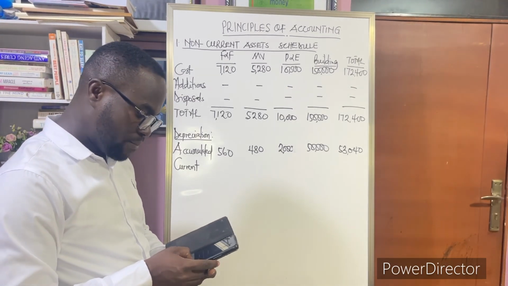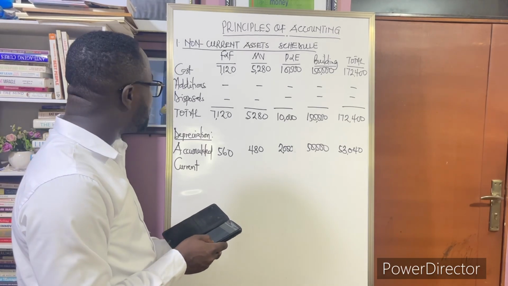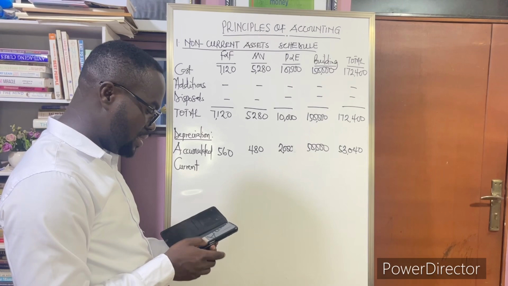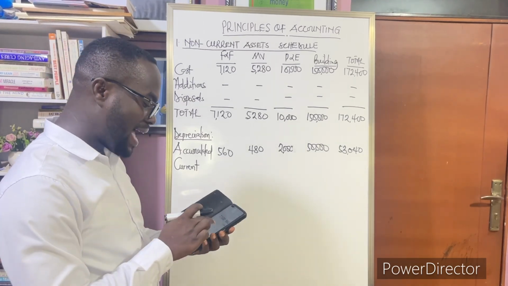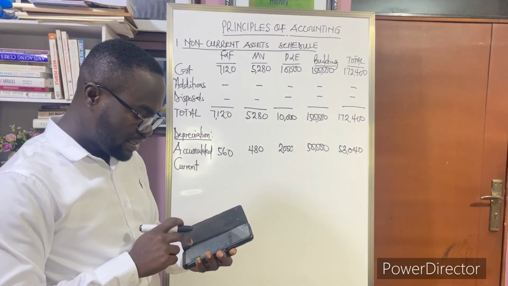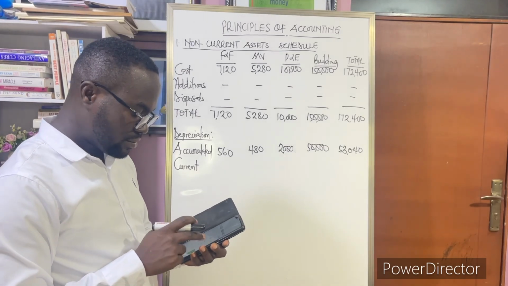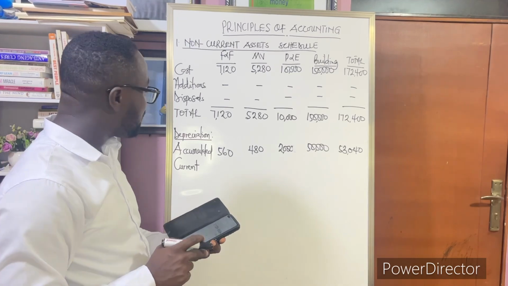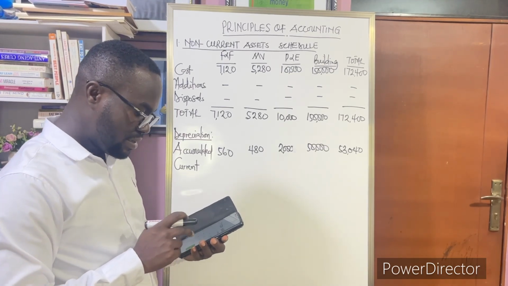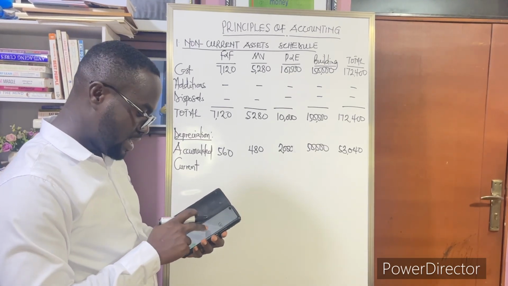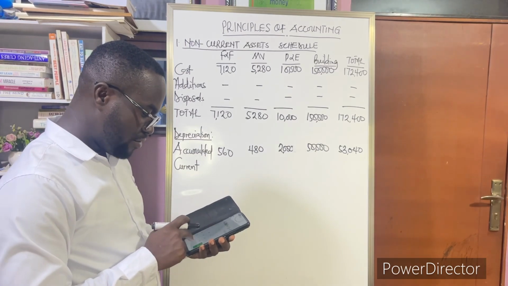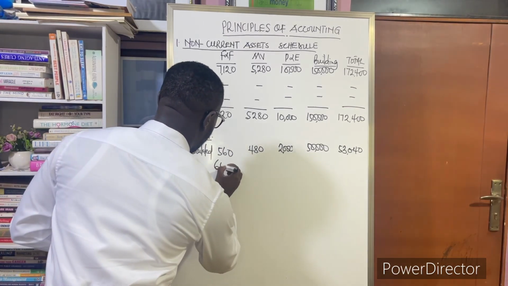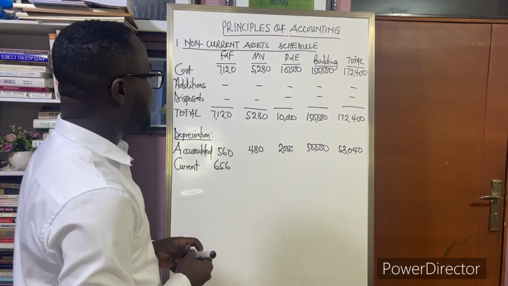So building is 10%. Let's work for the depreciation. The cost of building is 7,120, accumulated depreciation 560, to be 6,560. Then we apply the rate of 10% on it. If you take 560 from 7,120, you get 6,560. So 6,560 times 10 divided by 100. You will get 656.